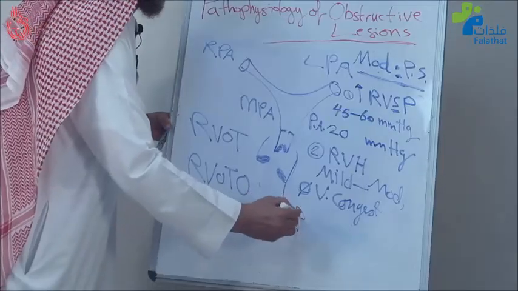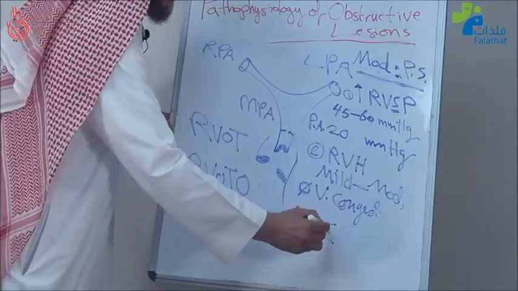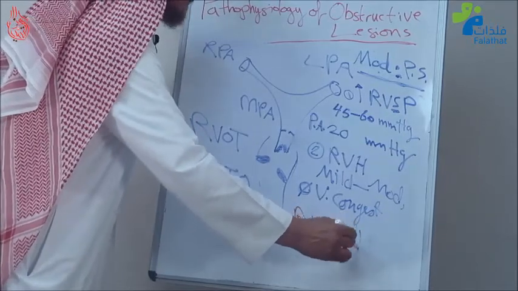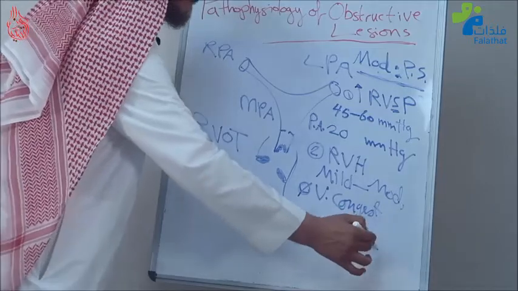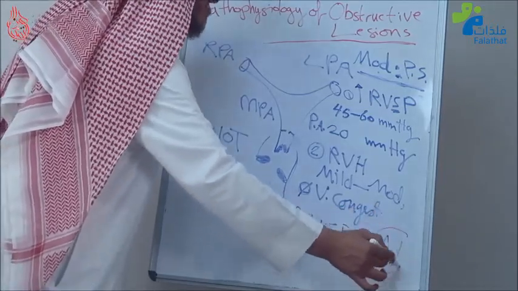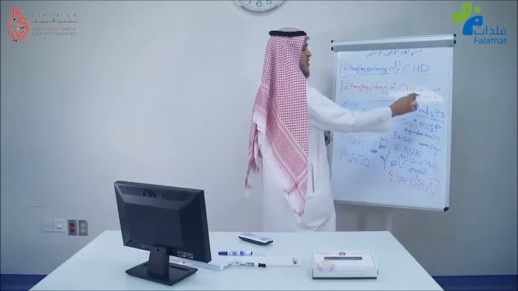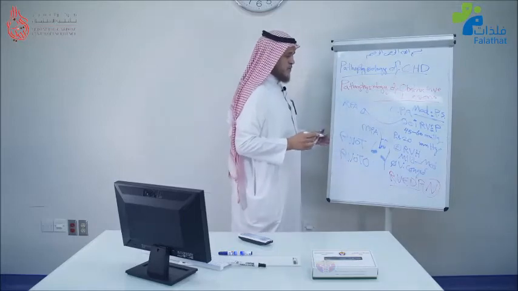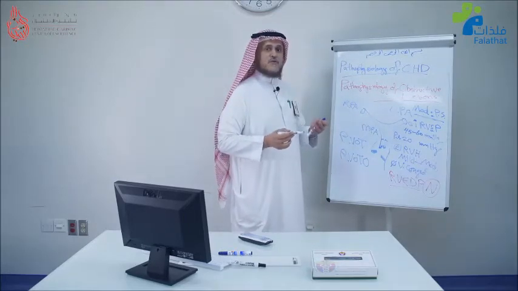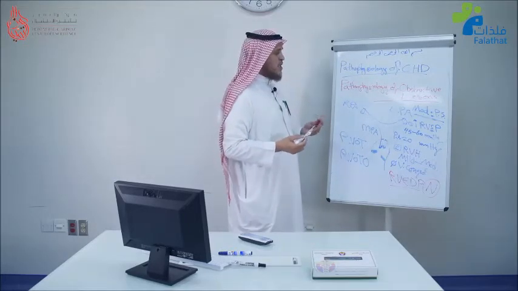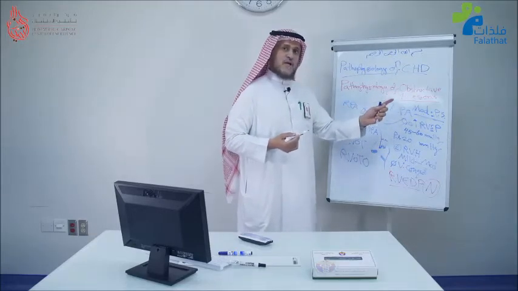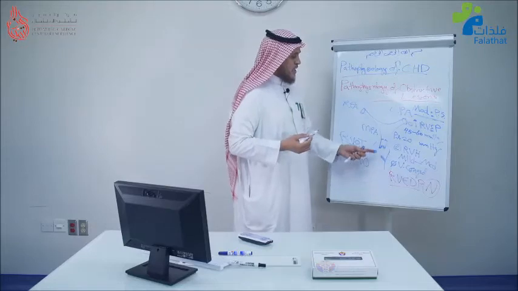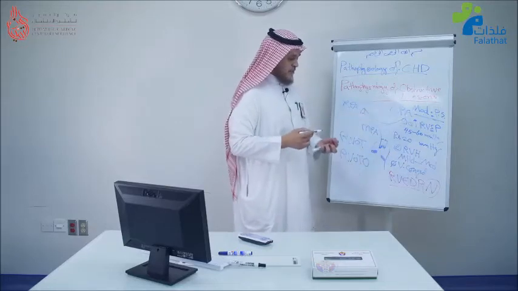So the RV end-diastolic pressure will almost remain normal, not affected much even in moderate PS. So mild to moderate PS usually does not give you much hemodynamic effect, but you see that we start seeing this effect actually with moderate.